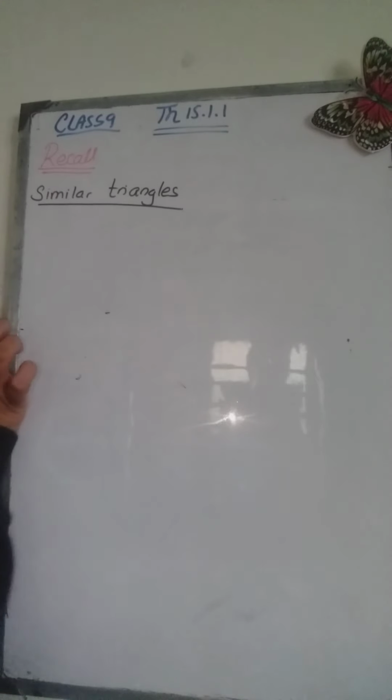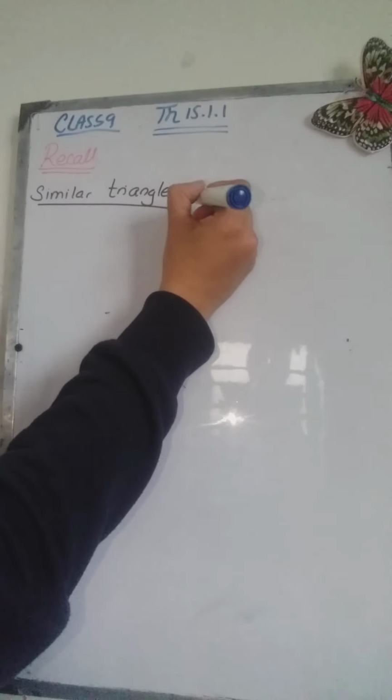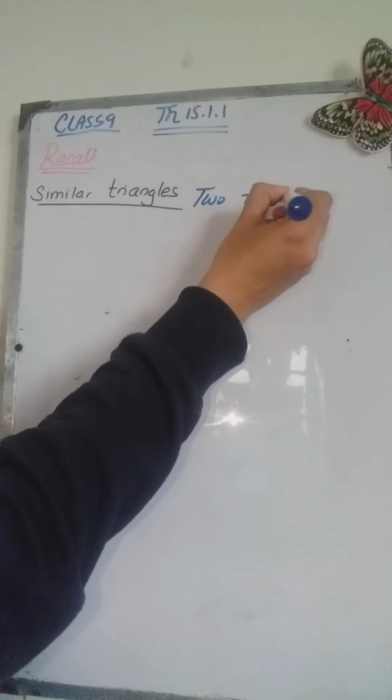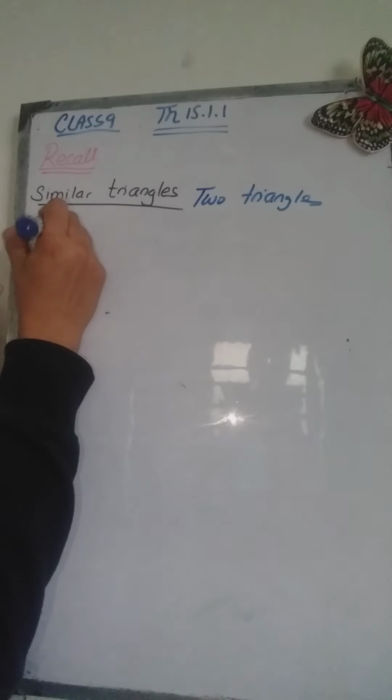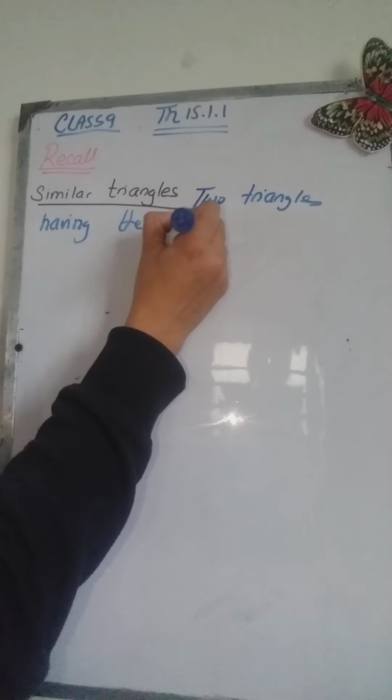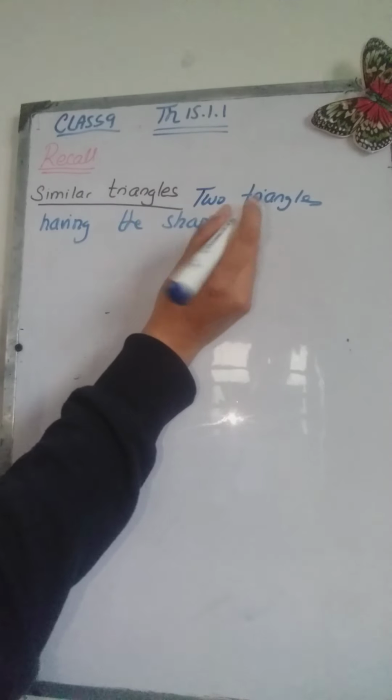Definition of similar triangles. What do you mean by similar shapes or triangles? Any two triangles having the same shape, they may have different sizes, but if their shapes are the same, then those triangles are called similar triangles. Two or more triangles having the same shape, they may differ in their sizes.